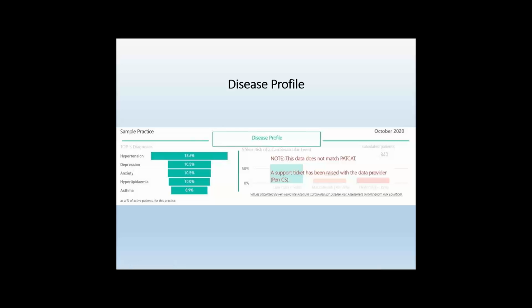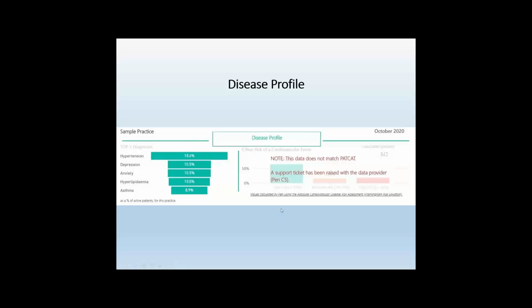And next is the disease profile section. So we've got the top 5 diagnoses for the practice listed down the left-hand side and shown as a percentage of the active patients for that practice. And then over on the right, we've got a bar chart showing the 5-year risk of cardiovascular event.